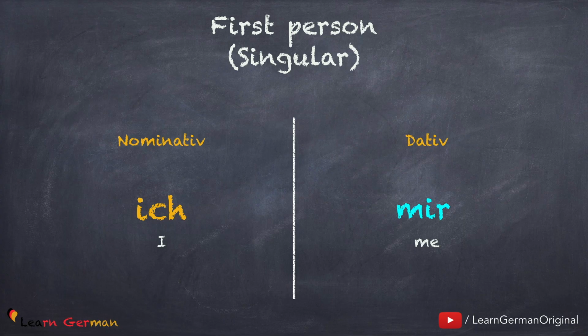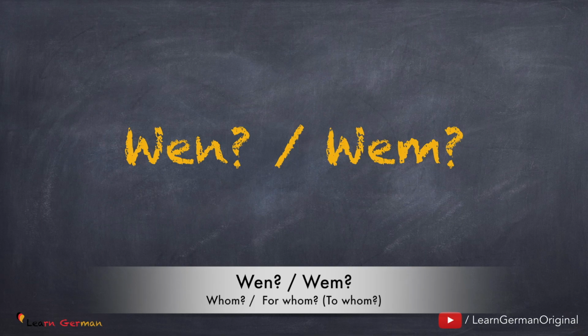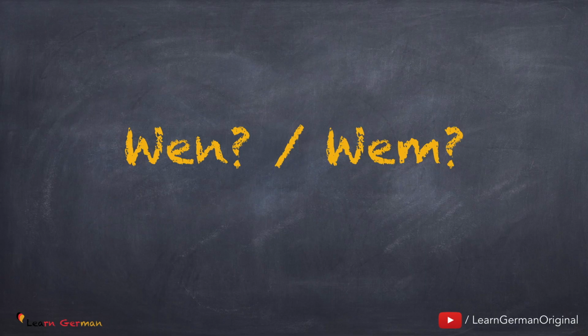So if you're clear about your accusative and dative object in a sentence, you would know when to use mich and when to use mir. Still, we will look at a few more examples. Let's analyze the two sentences we just did. The two questions you should always ask yourself before using the two pronouns are wen oder wem. That is whom or for whom or to whom.